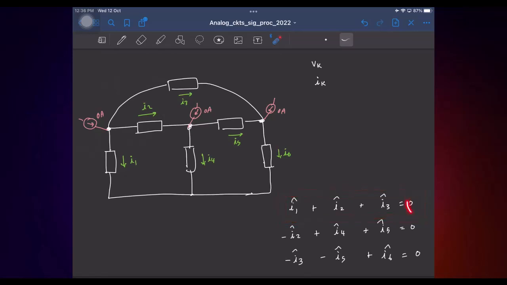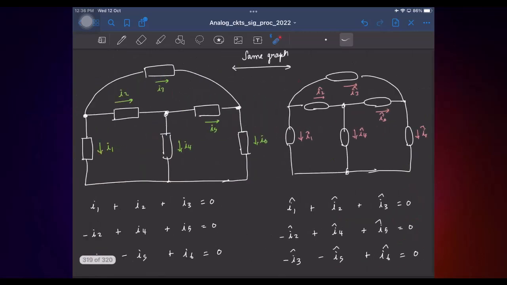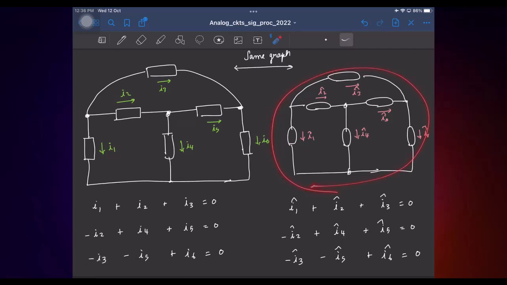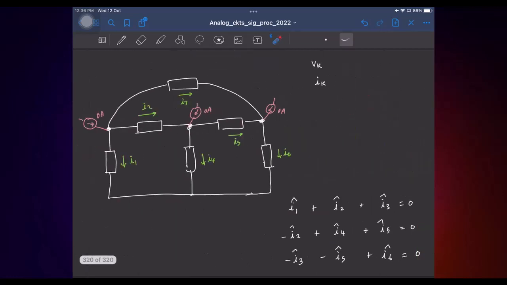So instead of applying a 0 amp current, I'll apply this. Similarly, at this node, instead of a 0 ampere current source, I'll apply a current like this, and so on. And remember, these are the currents in another network having the same graph. There need not be any relation between I1 and I1 hat. Okay?